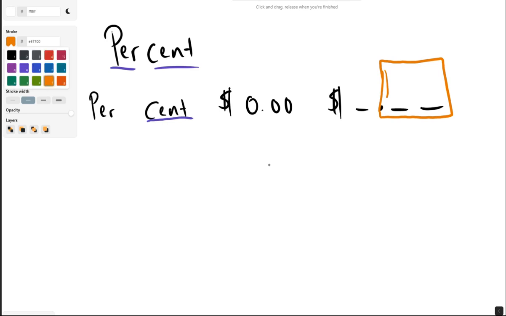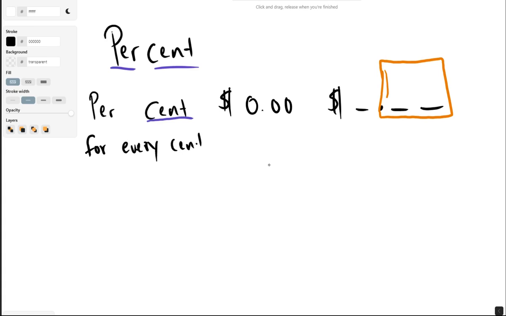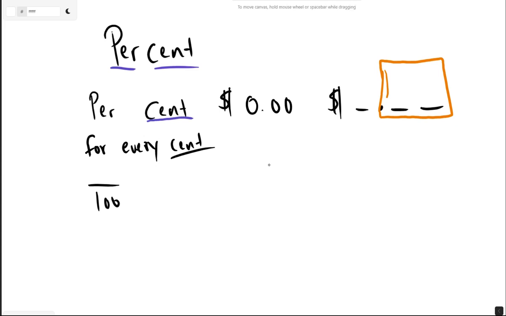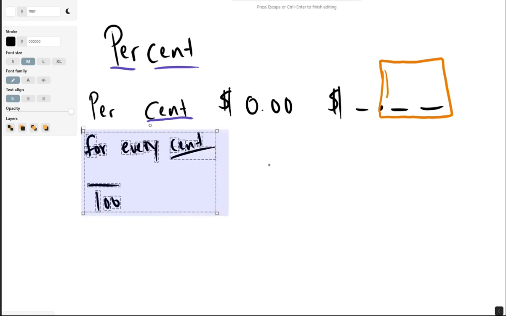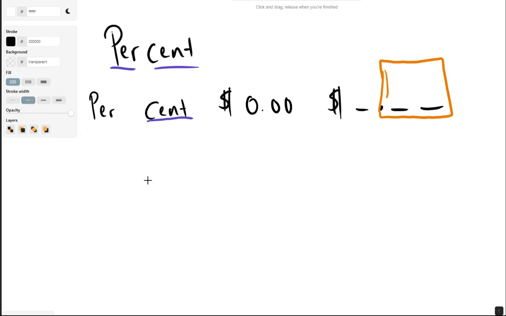All you really need is a calculator and this idea that I'm going to give you, which is per, for every cent. Another way to look at it, guys, is to say out of 100. Out of cent means 100. So percent means for every 100 or out of every 100. Now, knowing that, there's some cool things we can do. Things easy for us.